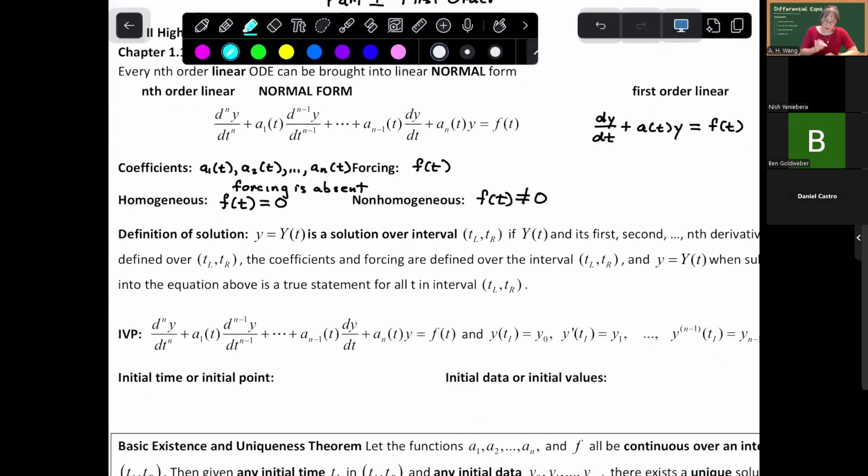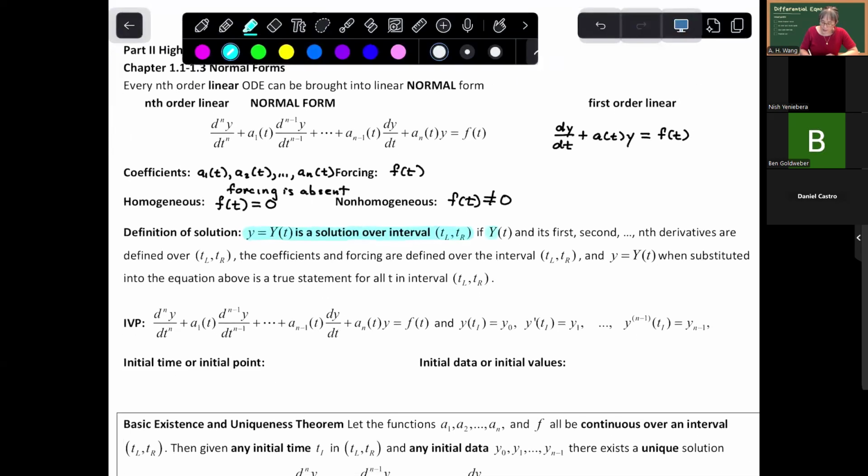Now, remember what a solution is. A solution is a function over an interval where y and all the derivatives that you need, because you need to plug it in here, are defined over that same interval. The coefficients and forcing are defined over the interval. And when you sub it into the equation, you have a true statement for all t in the interval. Really it's just saying left-hand side equals right-hand side.